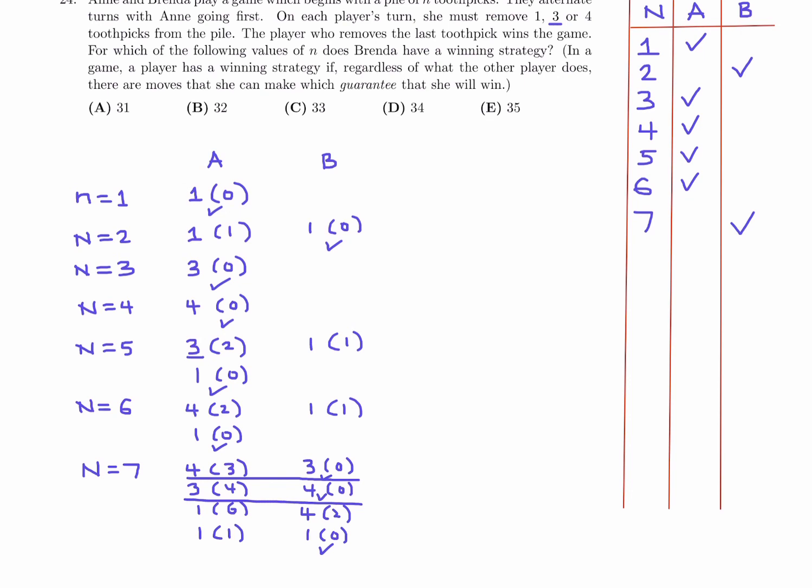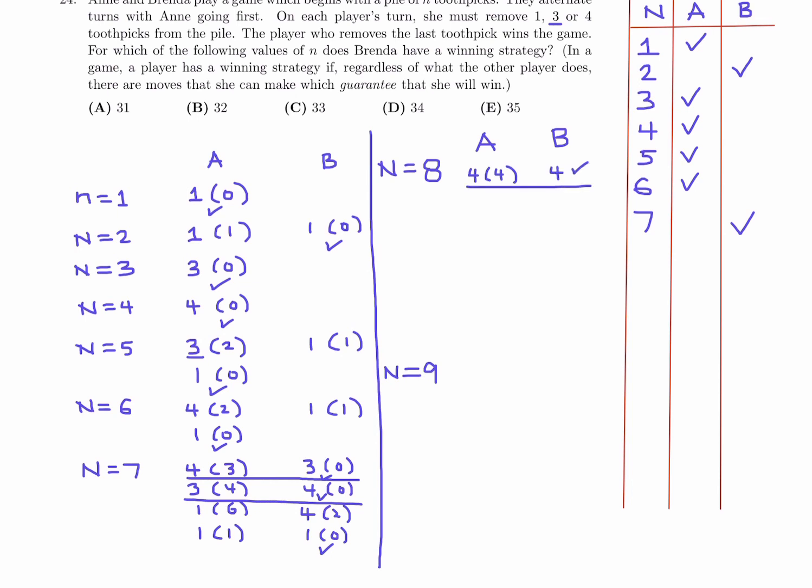All right? I'm just going to do a couple more because I think you get the point here. You get the kind of the way of doing it here. I'm just going to do N equals 8 and N equals 9, and then we'll talk about this. Okay, so who's going to win for N equals 8? We got Anne and Brenda here. All right, well, if Anne removes 4, there's 4 left. Brenda can just remove those 4 and win. So that's the first scenario.